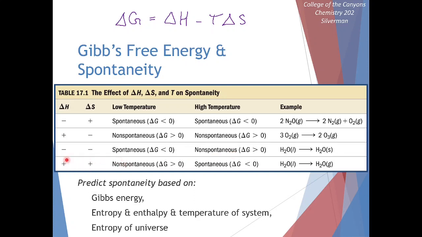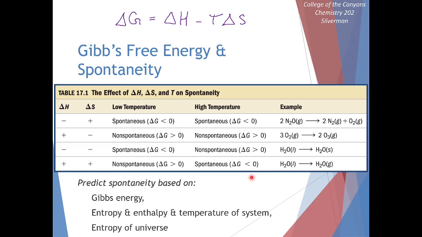Again, the inverse logic also holds true. If we have a positive delta H and a positive delta S, a positive number minus a positive number, well, this is sometimes negative, sometimes positive. When we have a large temperature, we can subtract a bigger number and end up with a delta G that is negative. Positive delta H, positive delta S, can be spontaneous at high temperatures.